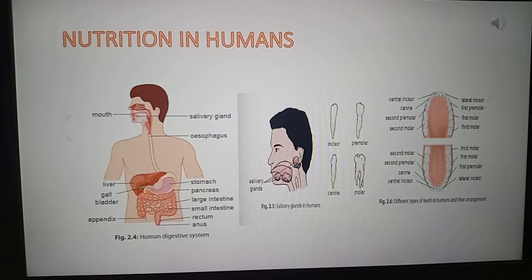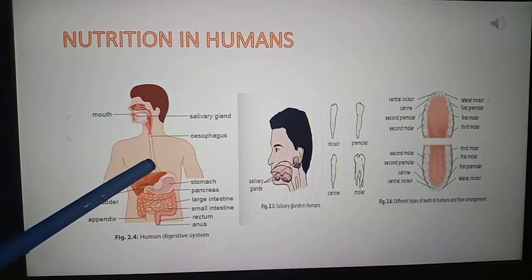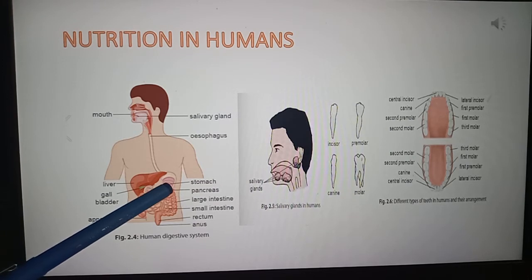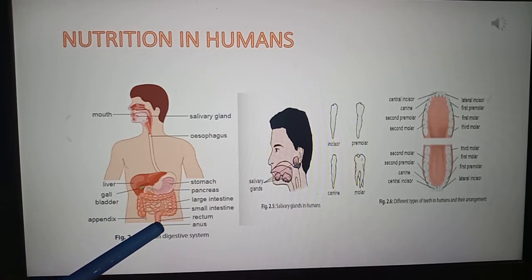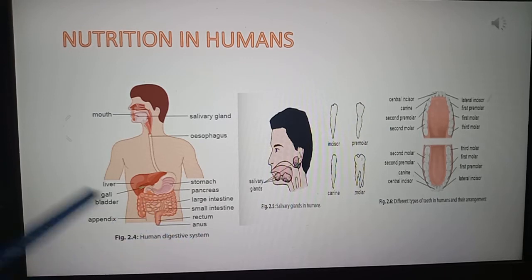I told you that the human digestive system consists of the mouth, then after the mouth comes the esophagus, after the esophagus comes the stomach, then the small intestine, large intestine, after that comes the rectum and anus. So these were the organs of the digestive system.